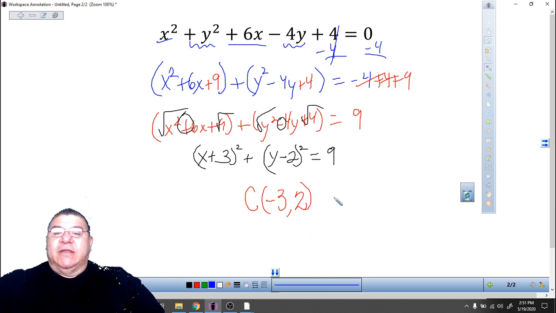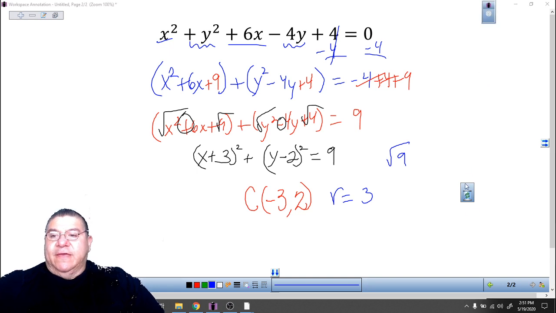What else do we need? We need a radius. How do we get the radius? Take the square root of 9, and that is 3. Is it coming back? Yeah?